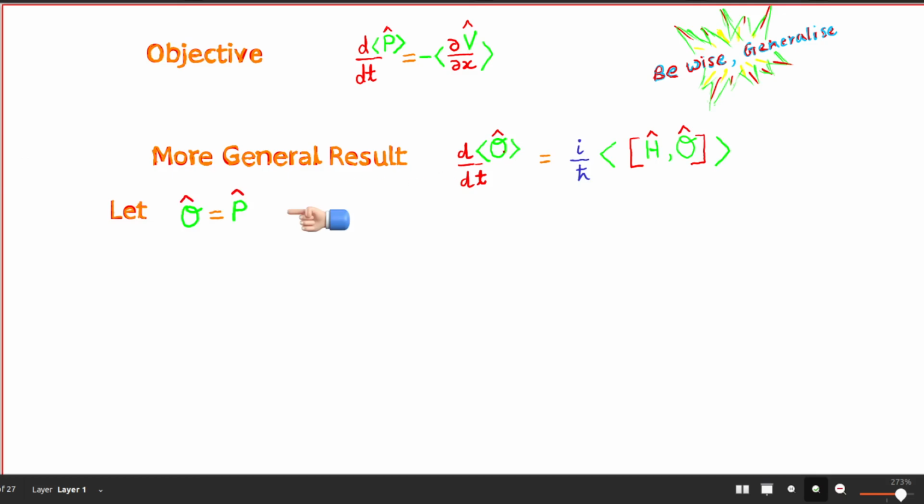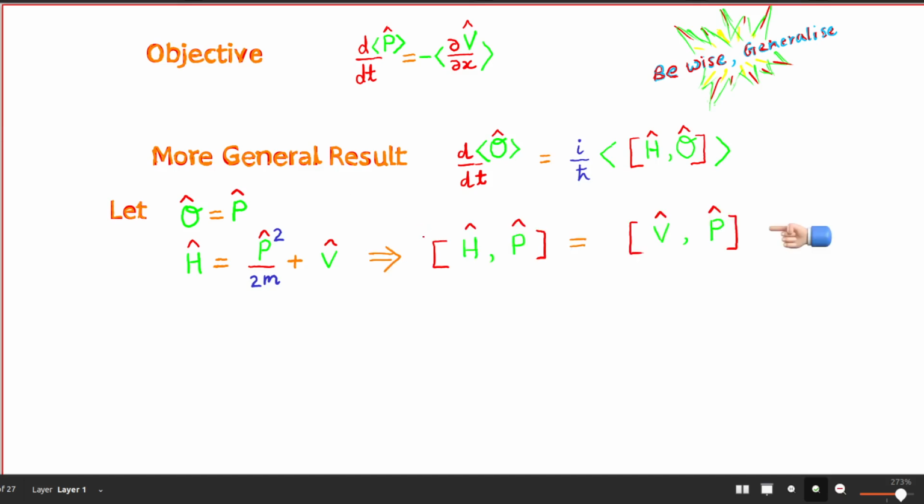So suppose in this general result, this observable O is equal to the momentum P, and our Hamiltonian is of this form: P squared by 2m plus potential operator. Then if we take a commutator of H and P, we see that this commutator is simply equal to the commutator of the potential operator with P, because the kinetic energy part, P squared by 2m, commutes with P.